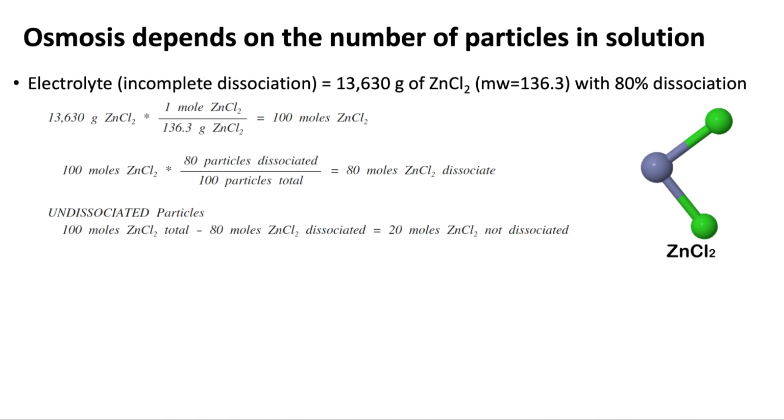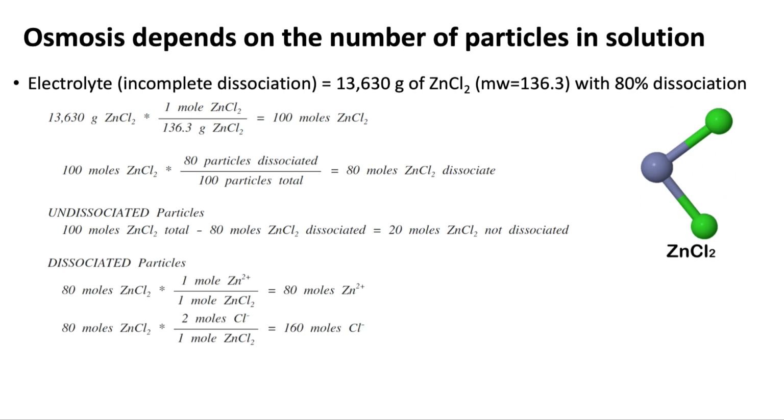Similarly, they will calculate the undissociated particles. That's the same as before. We start with 100 molecules of zinc chloride total. Subtract the 80 molecules that dissociate. We have 20 molecules of zinc chloride that did not dissociate. Okay. Where it gets different here is under dissociated particles.